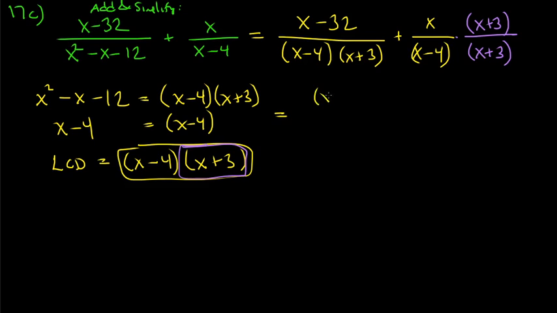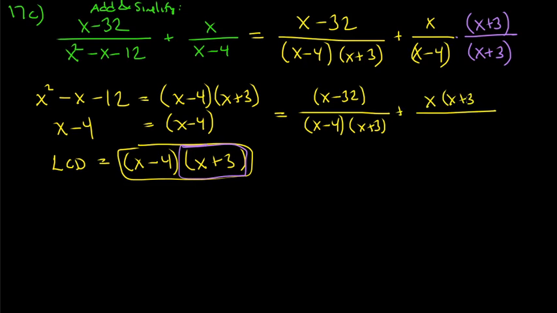So the first fraction, I think we can leave that alone. It's just x minus 32 over x minus 4, x plus 3. The second fraction will be x times x plus 3 over x minus 4 times x plus 3. Okay, so mission accomplished. Both denominators are identical. They are equal. So now we just add the numerators. So that's step 3. This was step 2, by the way, getting the common denominator. Step 1 is finding the LCD.